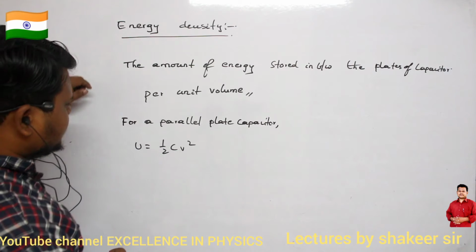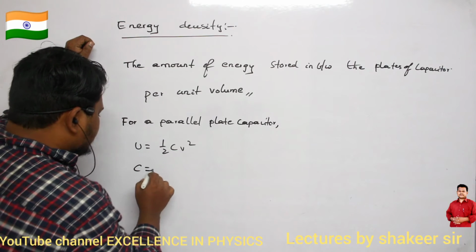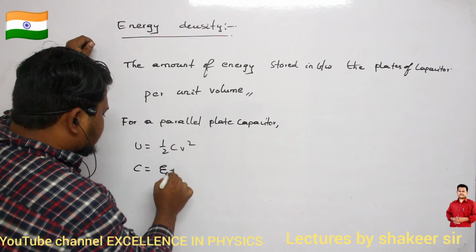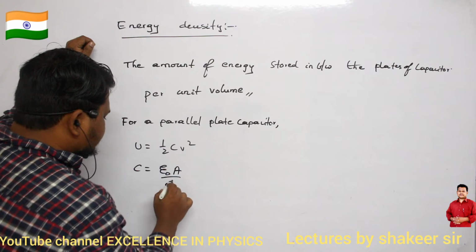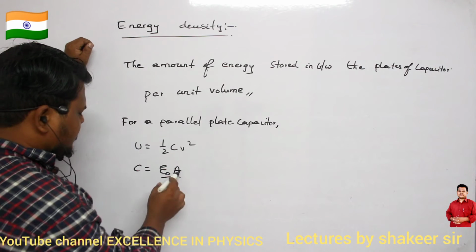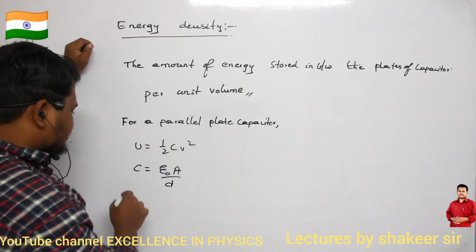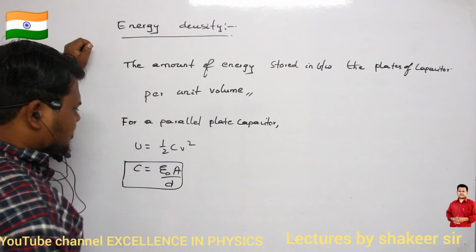And what is the equation for capacitance of a parallel plate capacitor? C is equal to epsilon naught A divided by D. This is the equation for capacitance, no? Epsilon naught A divided by D. Already we have derived this one, the equation for capacitance of a parallel plate capacitor.